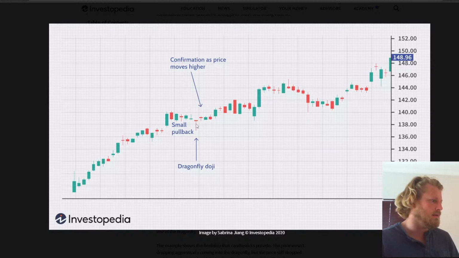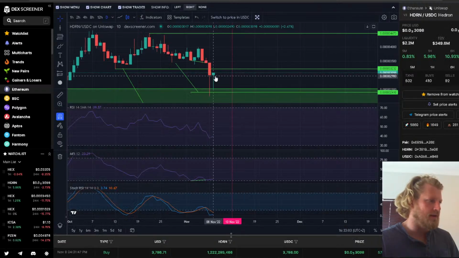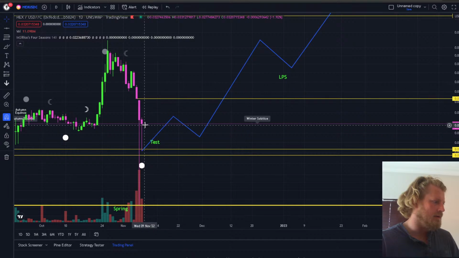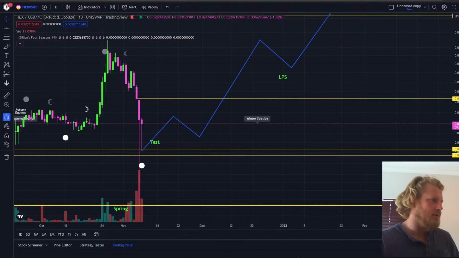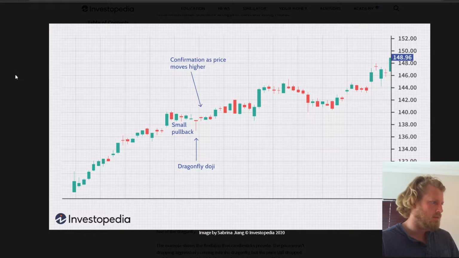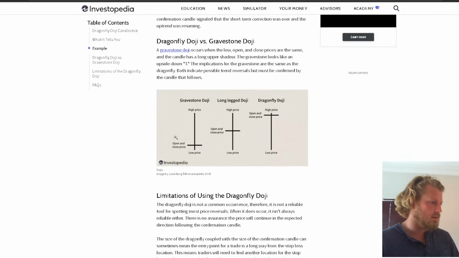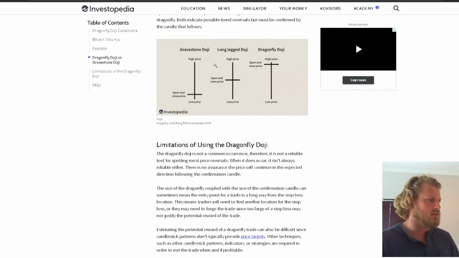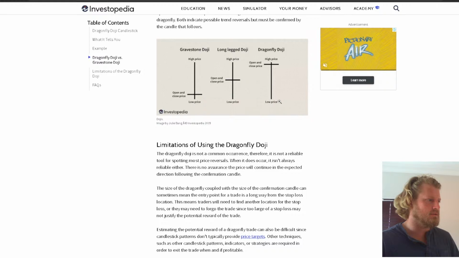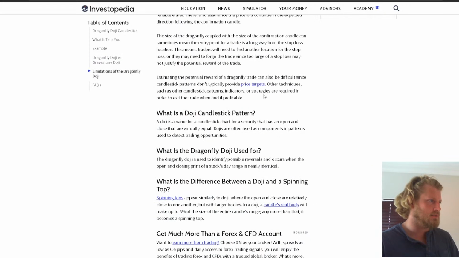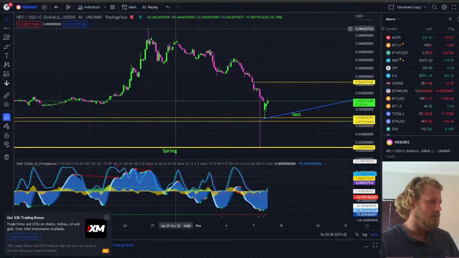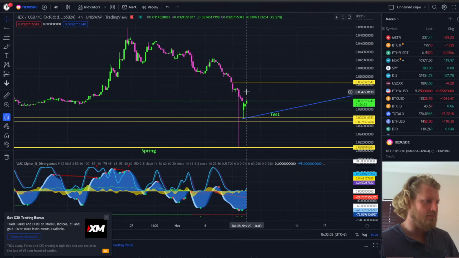Small head. The Hedron one looks a lot more valid, right, than the Hex one right now. We need this to close a little bit higher. I can't remember if it's not allowed to have a small wick at the top. Yeah, here it is. Gravestone Doji at the top, the long-legged one, and the Dragonfly Doji. But we need it to close a little bit closer together, right? So yeah, these are quite bullish candles, as lots of buyers are buying up the price.